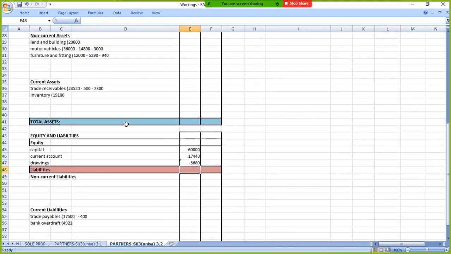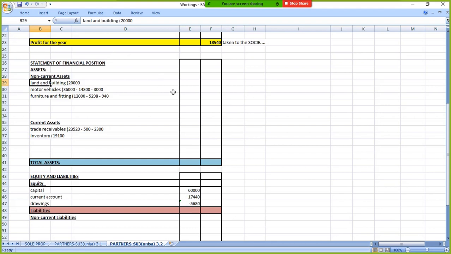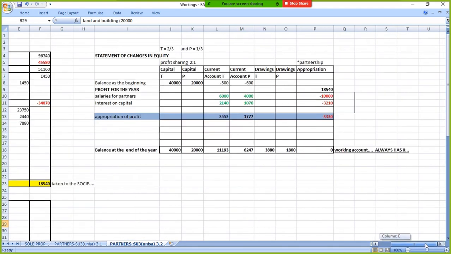Right, we've done that. We need to look at this. I have a question. Yeah? For the statement of changes in equities, when we do it for a sole proprietor, we always have capital at the end. So why don't we do it for this statement?